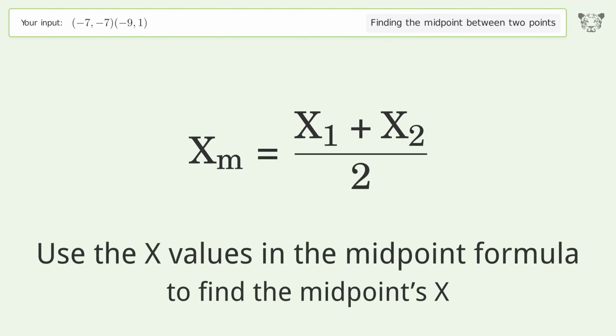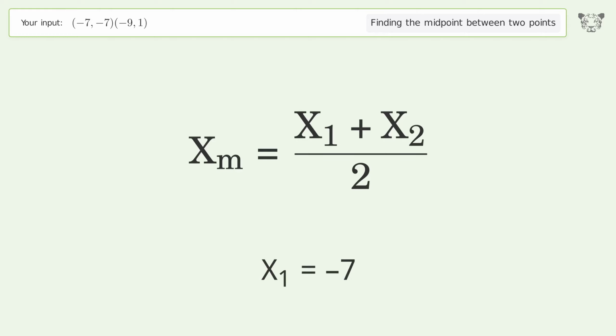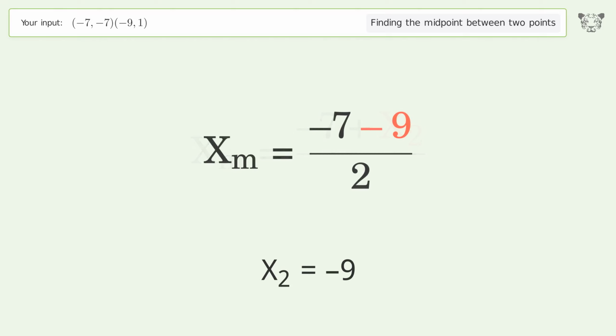Use the x values in the midpoint formula to find the midpoint's x. x1 equals -7. x2 equals -9. Simplify the arithmetic.